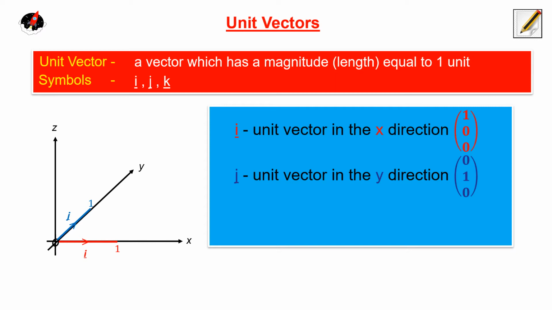0, 1, 0. And then lastly, starting at the origin again, if we go 1 unit in the z direction, this gives us the unit vector k. And in terms of its column vector, there is no horizontal movement, there is no movement in the y direction, and there's only a movement in the z direction vertically, so therefore we have the column vector 0, 0, 1 for the vector k.